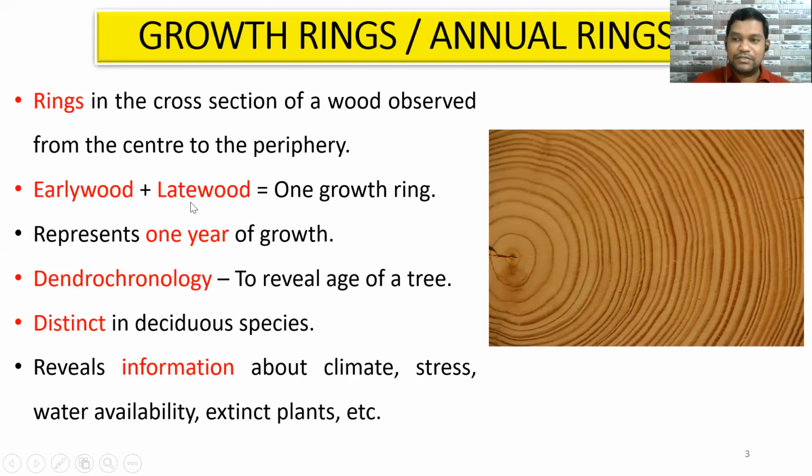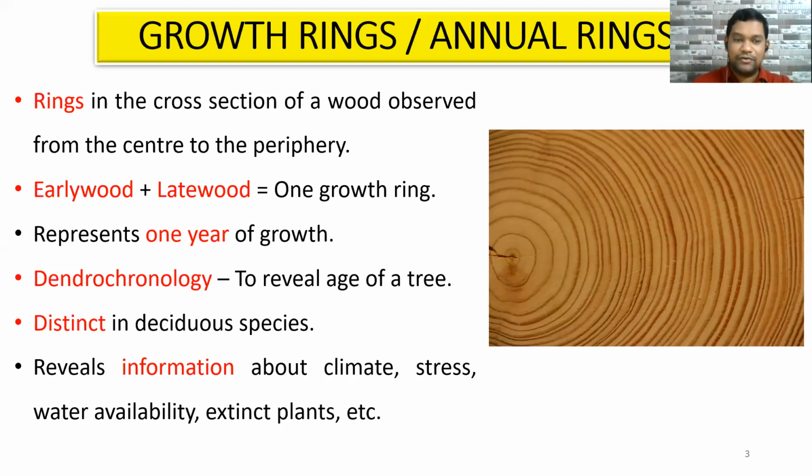Early wood corresponds to the summer or the spring wood, which is considered to be a favorable season for the growth of plants. Similarly, the late wood comes under autumn wood or the winter wood, which is considered to be an unfavorable season. That is the reason one growth ring, the early wood and the late wood, becomes very distinct in the case of species which are generally deciduous.